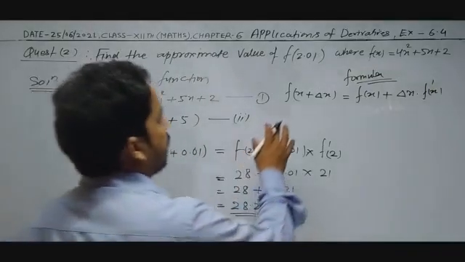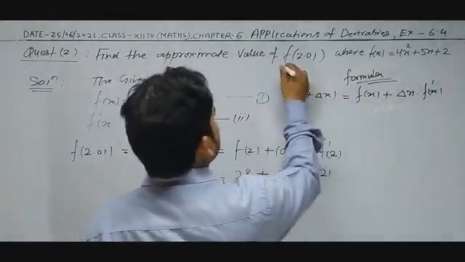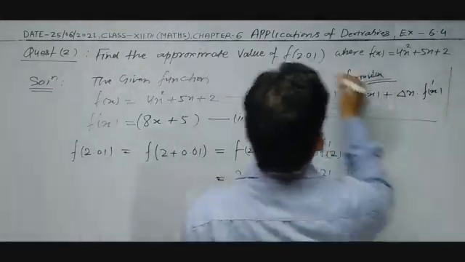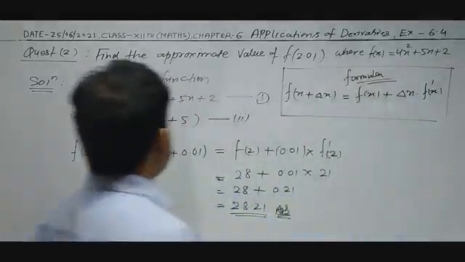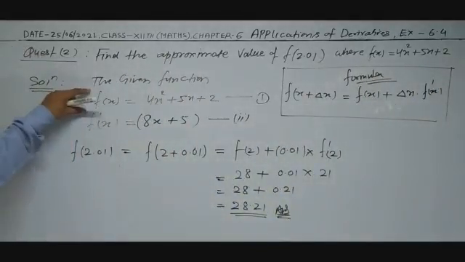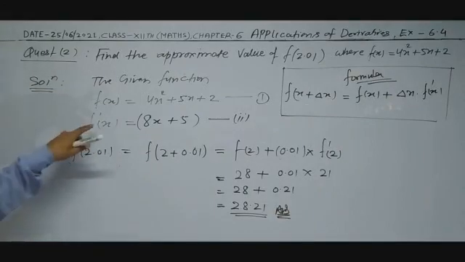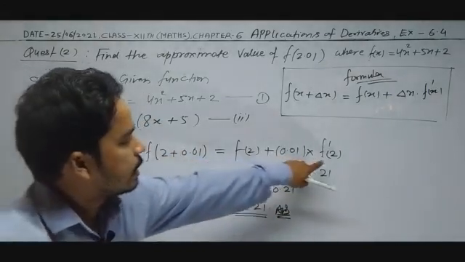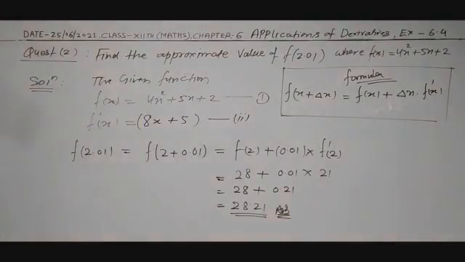So this formula you have to use. For the function f(x) you have to calculate f dash x. Now you have to calculate f2 and f dash 2. So this is the answer.